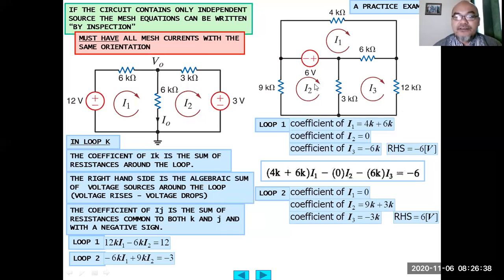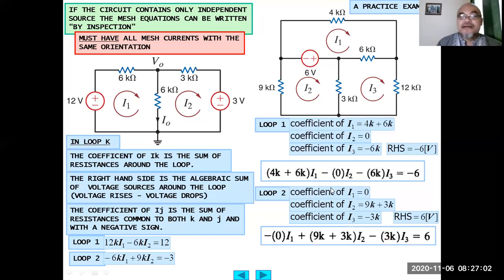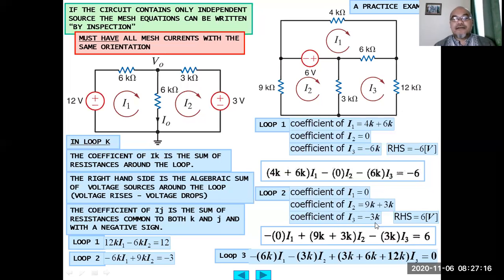So the right hand side equation will be this one, negative this. According to the direction of the loop current, this is a voltage increase. So it becomes negative 6 volt in the left hand side, but then you move it to the right hand side equation, so it becomes positive 6 volt. Okay, so from here we write it down: minus 0 I1 plus 9k plus 3k I2 minus 3k I3 equals 6. So we have already two equations, this one and this one.